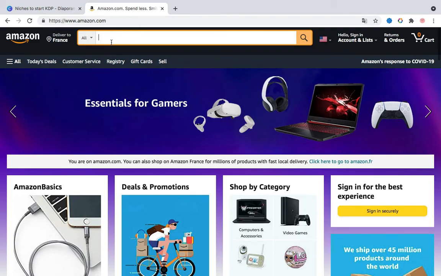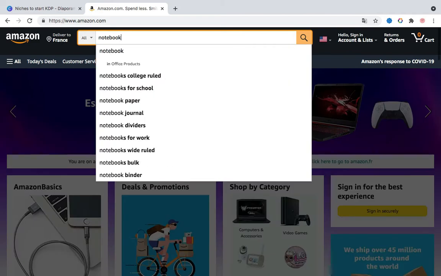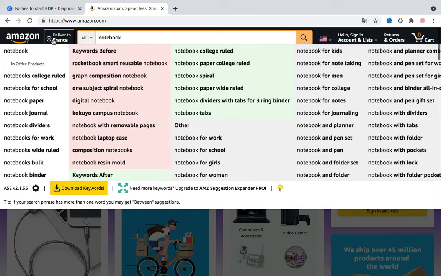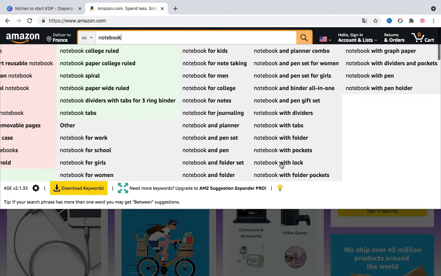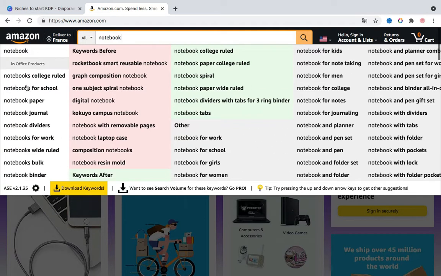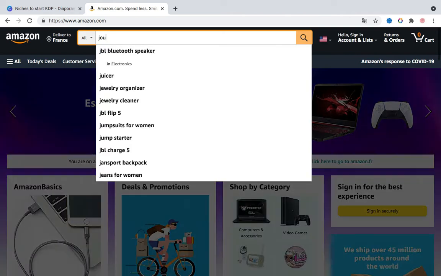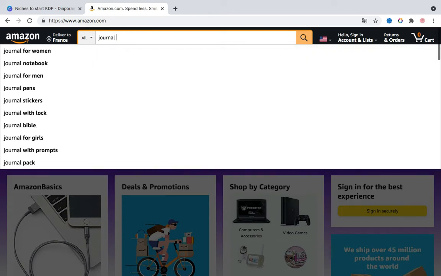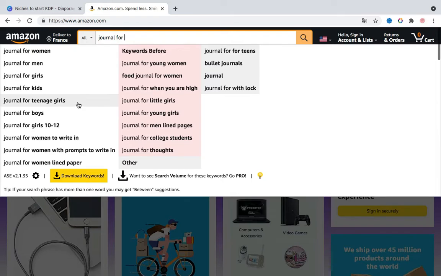So here I'm on Amazon.com, and I'm going to write notebook because I would like to make a notebook. As you can see, this extension is the keyword suggestion expander, really hard to pronounce, and here I have all the searches that people are making. I just wrote notebook because it's a very popular word, and I know that I will find many sub-niches and niches. But I'm looking for something a little bit more specific, so I'm going to write journal, for instance, for teenage girl.